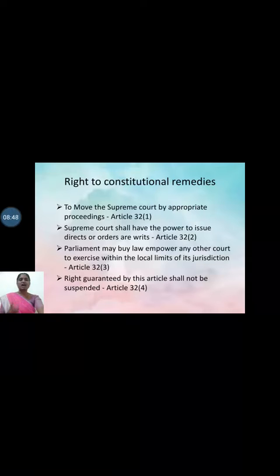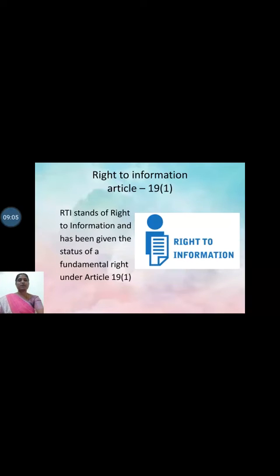Article 32 part 4 describes that the right granted by this article should not be suspended. Yes, the state cannot suspend the right to constitutional remedies except in cases provided in the Indian Constitution. Okay, next, the last one, right to information, that tells us in Article 19 part 1.